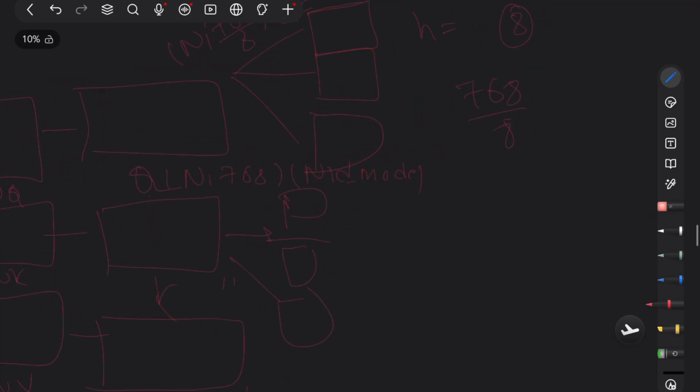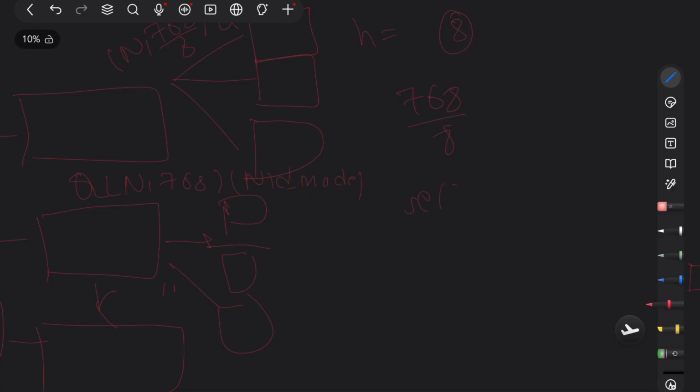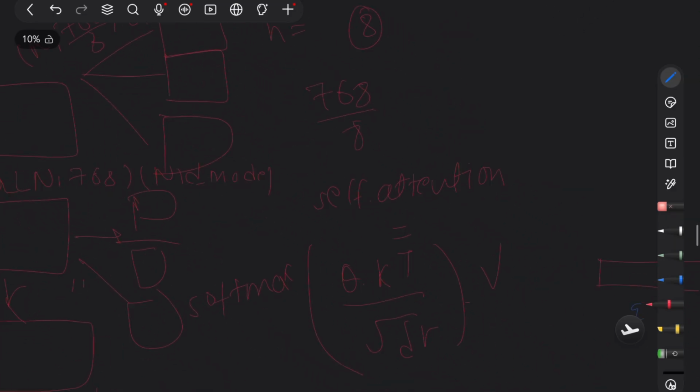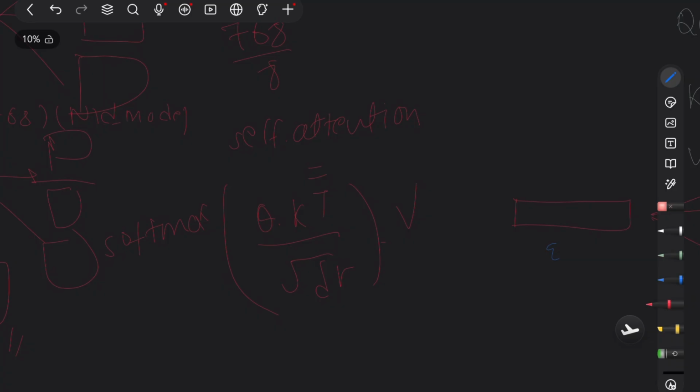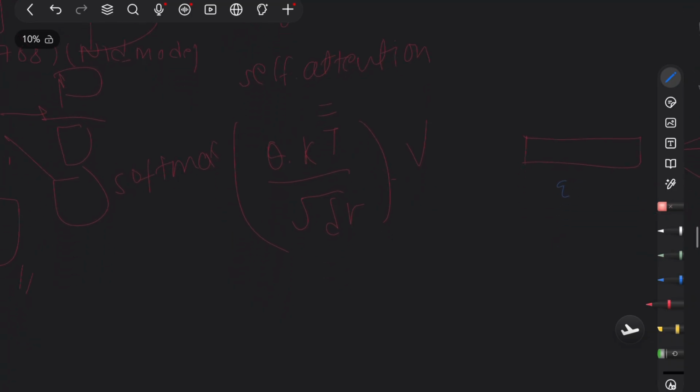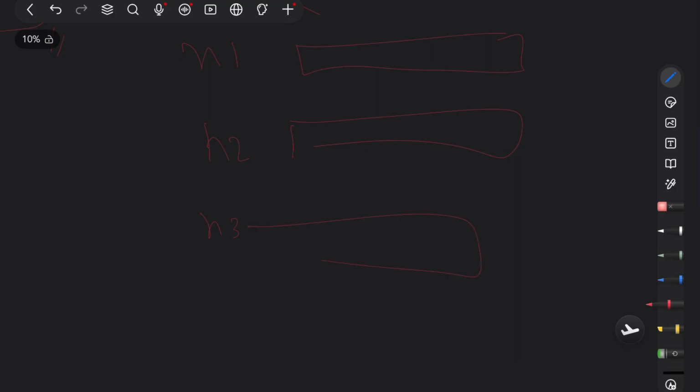And we follow the same pattern that we were following before. Self attention would be query, key transpose, root dk, V, and softmax. The same process after this splitting into heads. And after that, what we do is we will add values from different heads, right? From head 1 this would be the result, from head 2 this would be the result, from head 3 this would be the result, and from head H this would be the result.